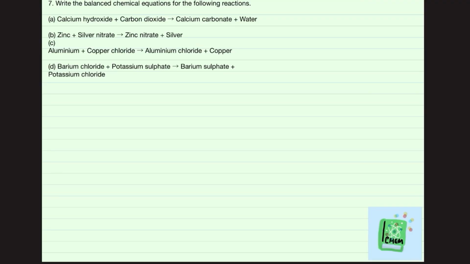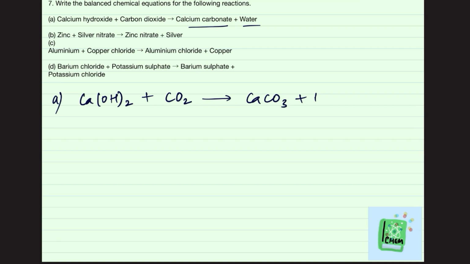Write the balanced chemical equations for the following reactions. First reaction is calcium hydroxide plus carbon dioxide forming calcium carbonate plus water. तो इस रिएक्शन में कैल्शियम हाइड्रोक्साइड प्लस कार्बन डाइऑक्साइड फॉर्मिंग कैल्शियम कार्बोनेट प्लस वाटर, इसको बैलेंस करना है. Now number of calcium atoms on both the sides is same, that is 1.